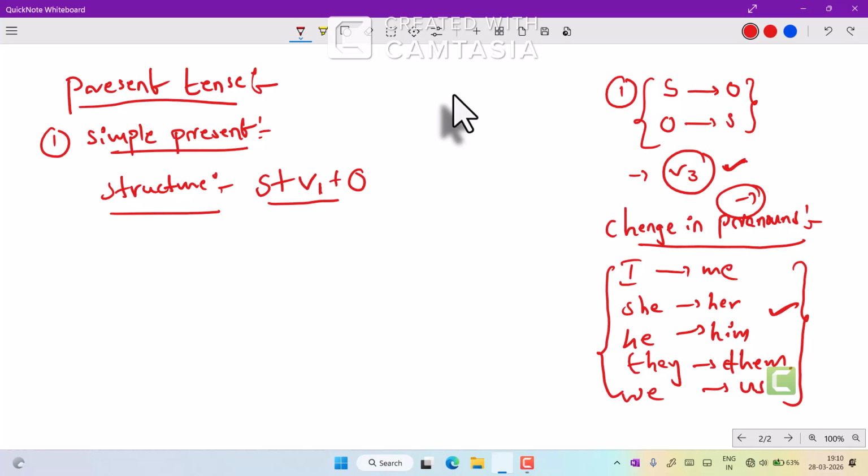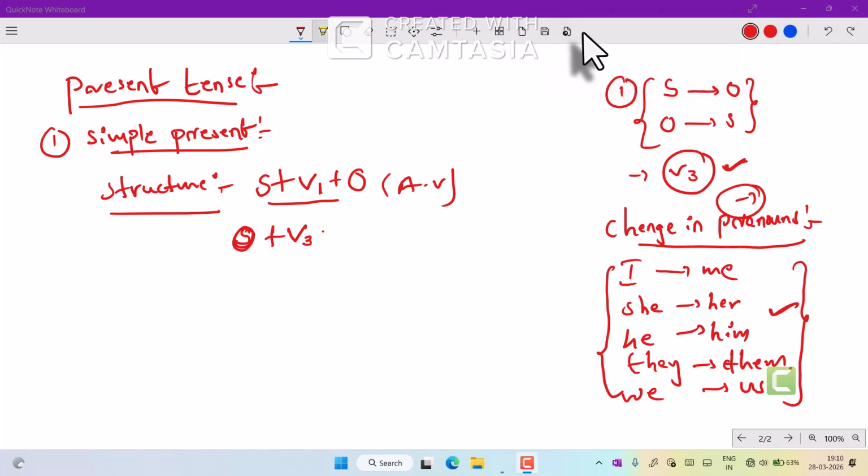This structure is for active voice. Subject, verb, object. And now, according to our first rule, the object becomes the subject. Okay, now here object and here V3. V3. We must write V3, right? Okay, V3.